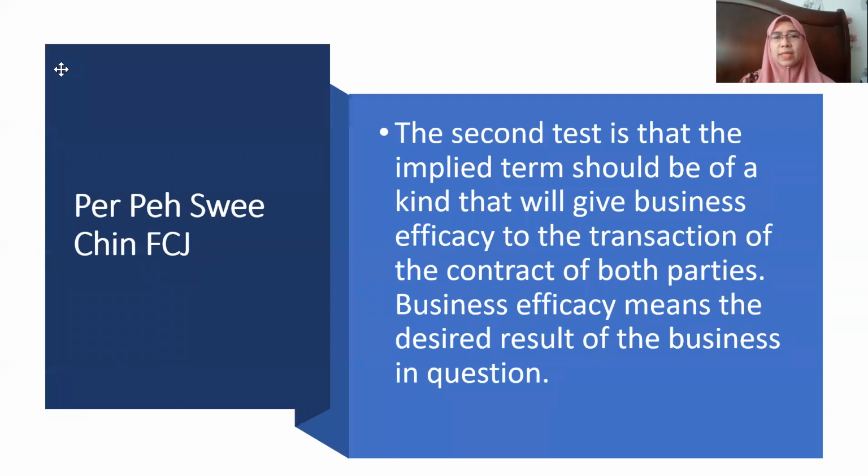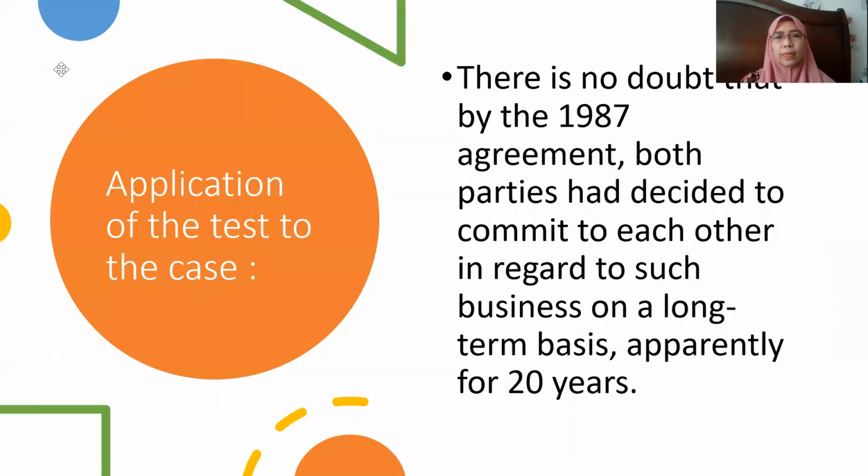And then the second test is that the implied term should be of a kind that will give business efficacy to the transaction, to the contract of the parties here. It means the desired result of the business in question. So it gives efficacy to the transaction.